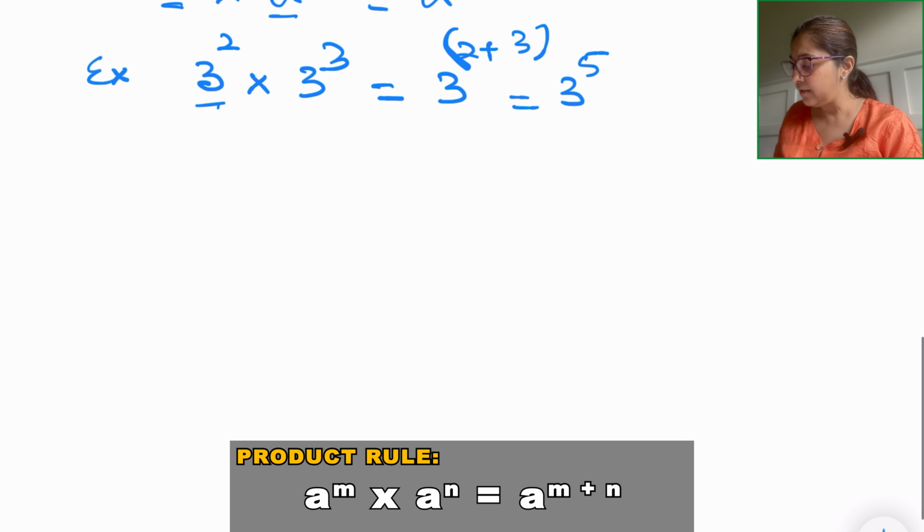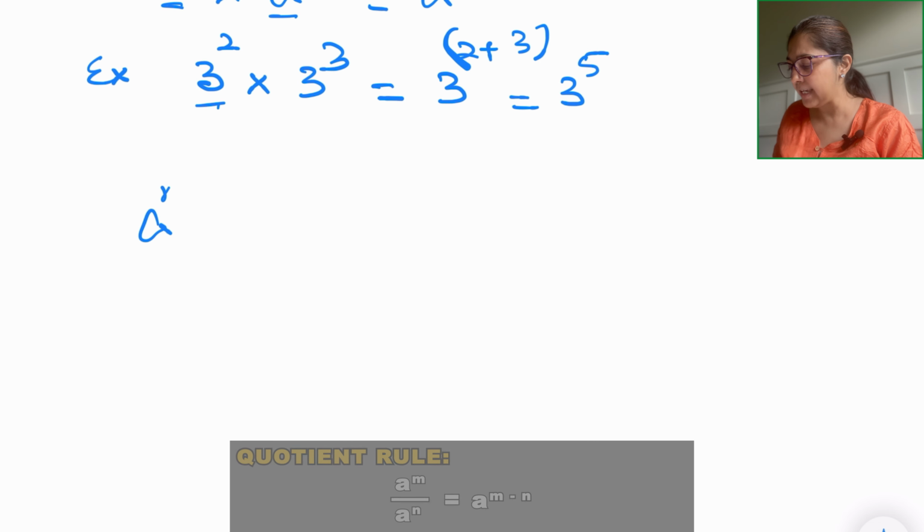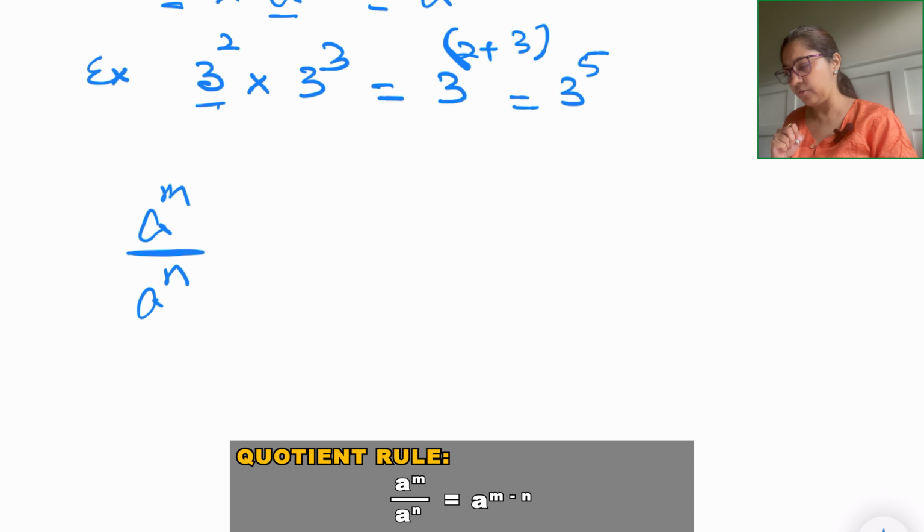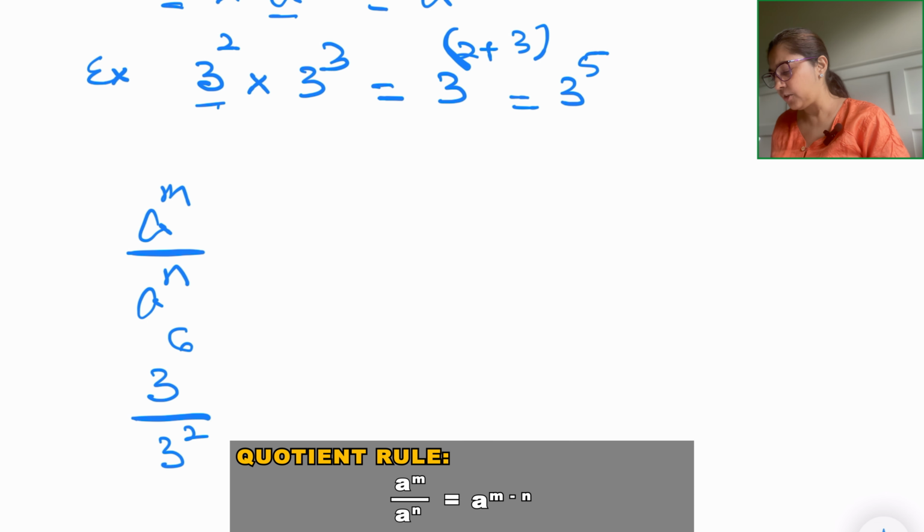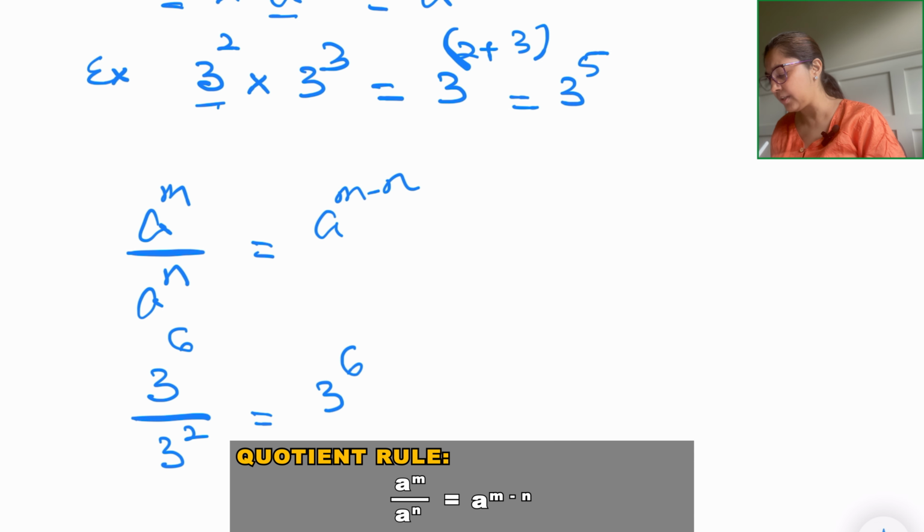Same way, we have a division or quotient rule where we have the same bases and we are dividing them. As you can see on the screen, the number a, the base, is the same, only the exponents are different. So again, you can take an example of 3 power 6 over 3 power 2. And here, in this case, when that is a fraction, we subtract. The exponents get subtracted. So this is 3 power 6 minus 2.